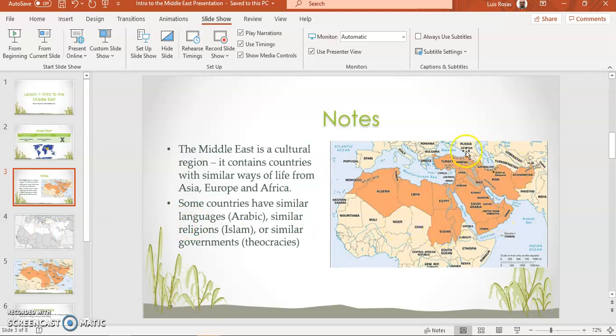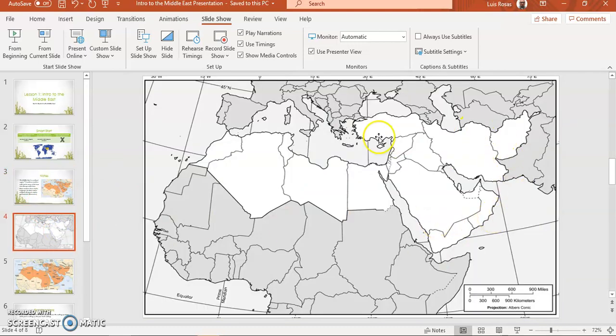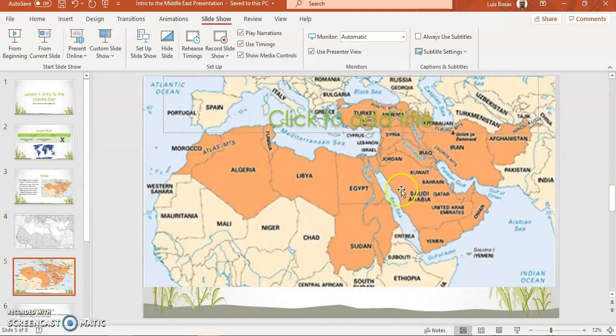But for our case, we're just going to use this as what we're going to call the Middle East. So here you have a blank map. If we were doing this in class, you would have filled out this blank map by filling out certain geographic features. Since we're not in class, just make sure that you look over this map. There's going to be some questions about this map.